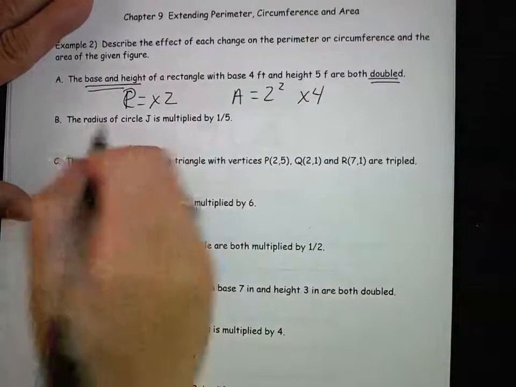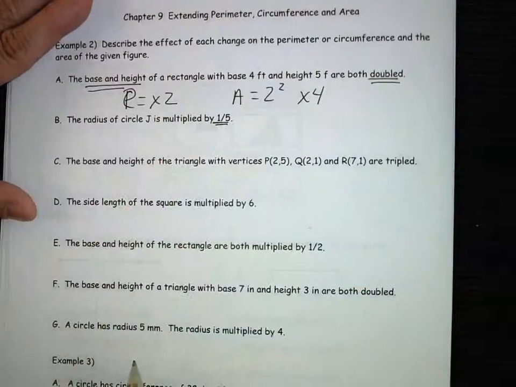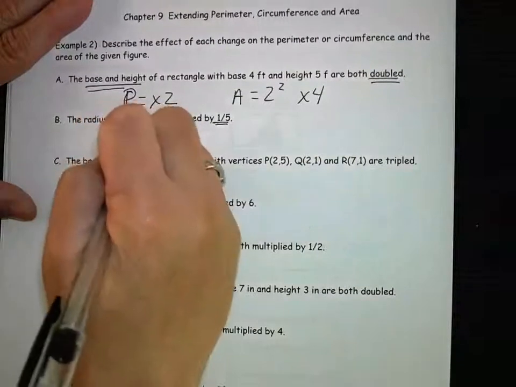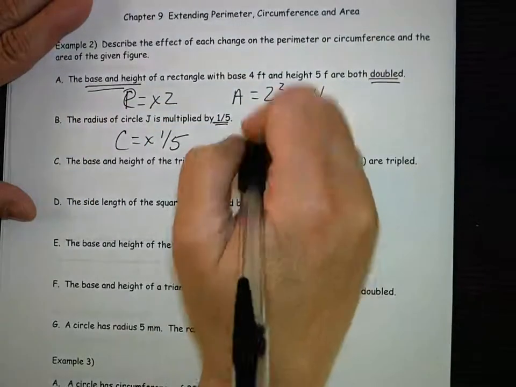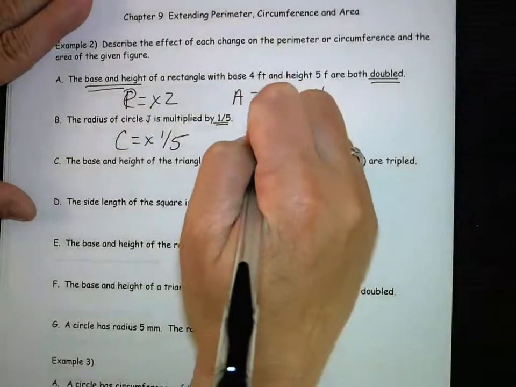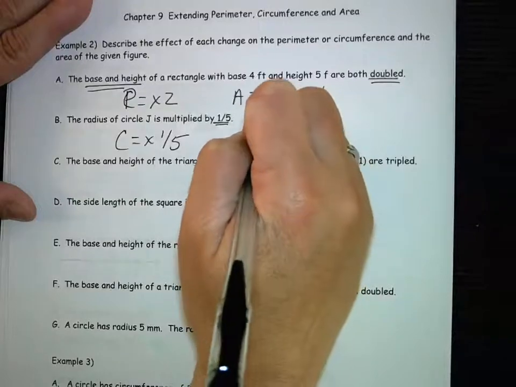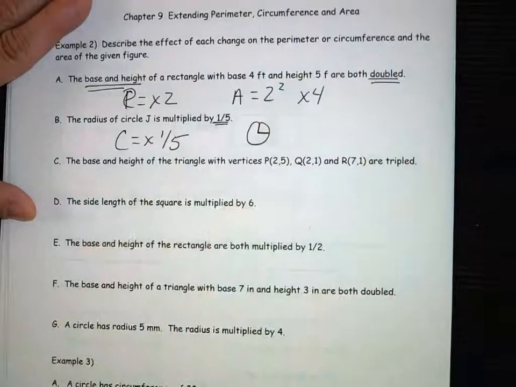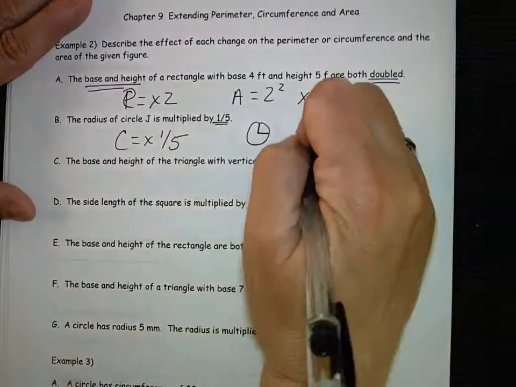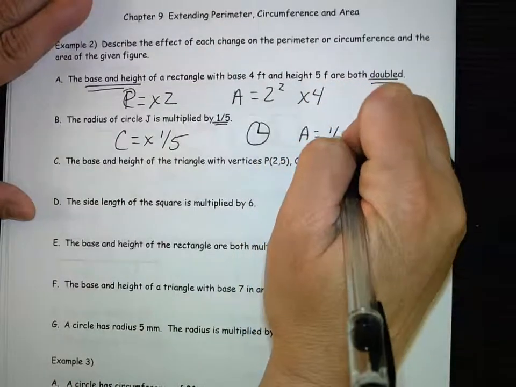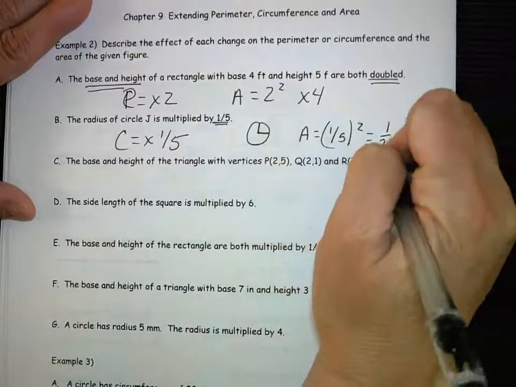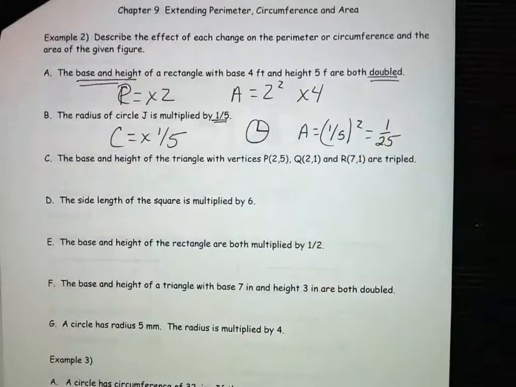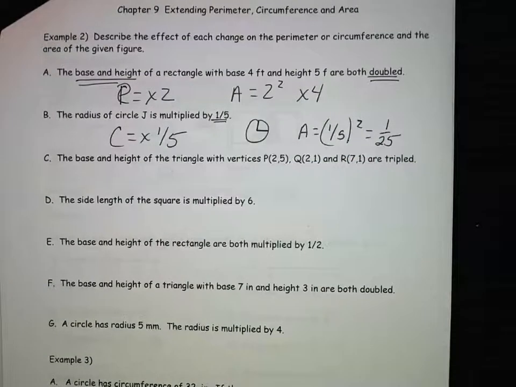If we multiply the radius of a circle by 1/5, the circumference is also multiplied by 1/5. But if we change the radius of a circle, we're actually changing the length and the width. So we're changing two dimensions. So the area of that circle would be times 1/5 squared, or 1/25. So the circumference is multiplied by that number, and the area is times that number squared.